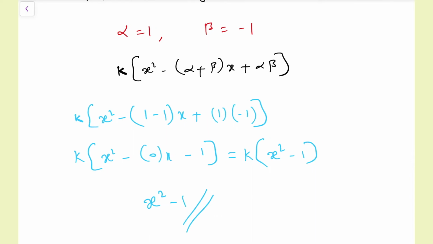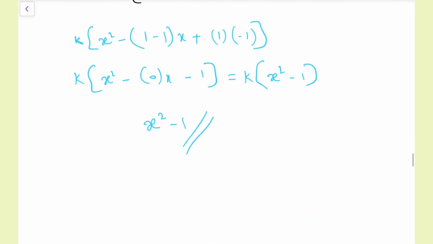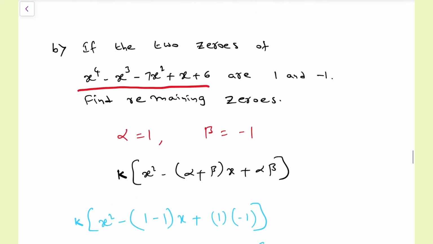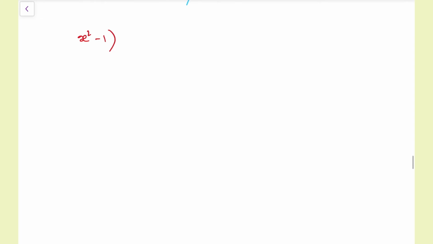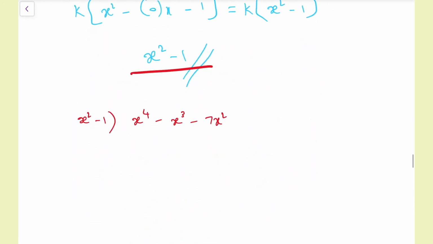Now the given polynomial x power 4 minus x cube minus 7x square plus x plus 6 and the required polynomial x square minus 1, for both we need to do long division. So x square minus 1 into x power 4 minus x cube minus 7x square plus x plus 6. Okay, come on, let us do this division now.